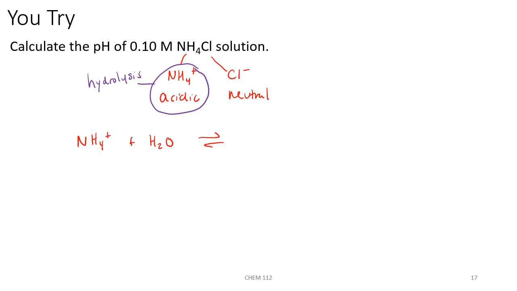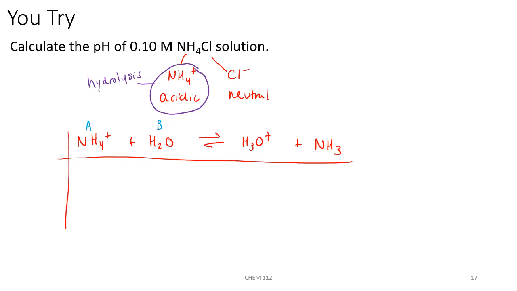have to think about our species and what they're acting as. The ammonium ion's acting as an acid, which means the water's acting as a base. So our acid will be a proton donor to our base. When water picks up a proton, it forms hydronium, that's its conjugate acid. Plus, when our ammonium loses a proton, it'll form ammonia, its conjugate base. Next, we're going to make our ice table.